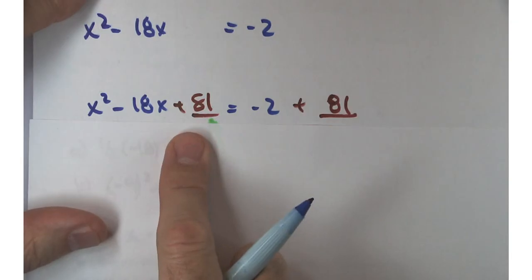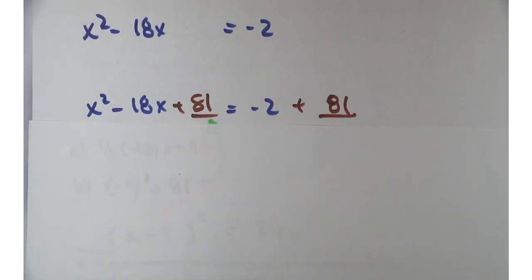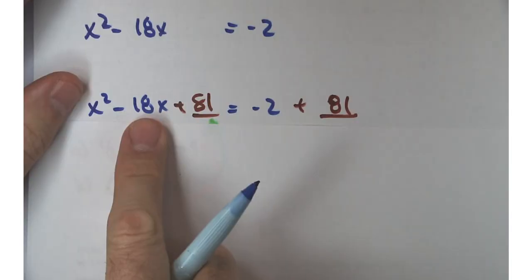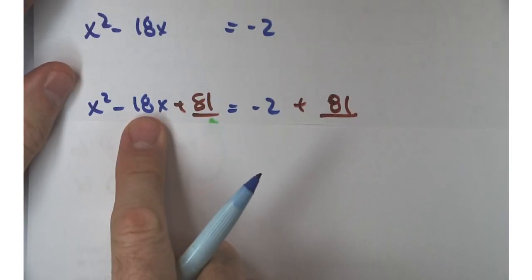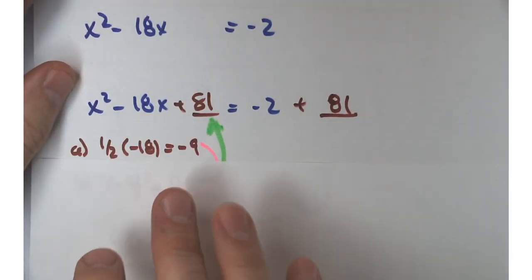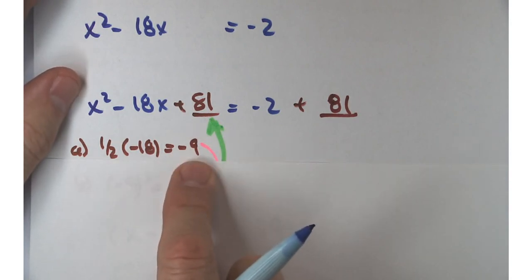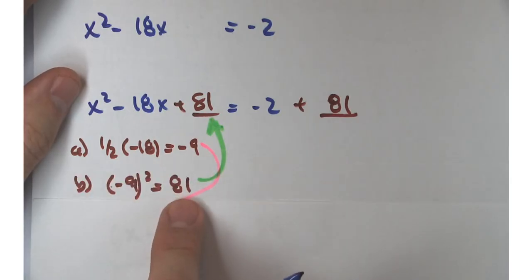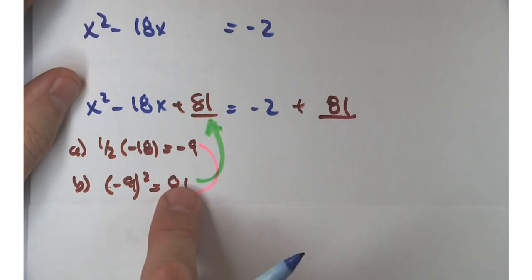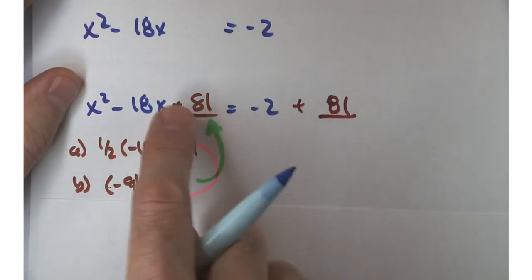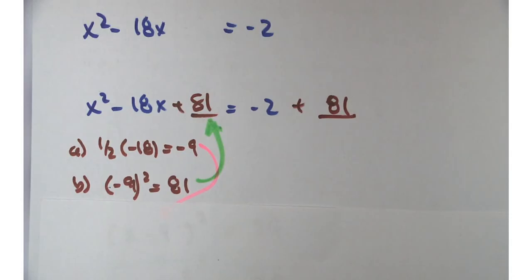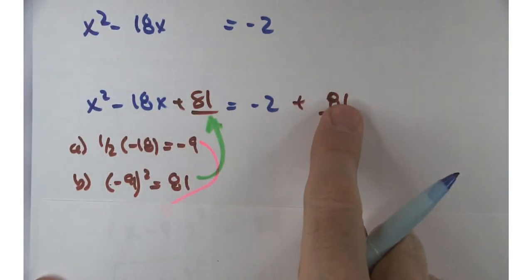Now, you remember our process the other day when we completed the square? You would take half of the middle number. So half of negative 18 is negative 9. What would I do with that negative 9? Square it. You'd square it, and that gives you 81. Now, that 81 goes right here. You're adding it to the left-hand side. And if you add it to the left-hand side, what else do you have to do to keep things in balance? Add it to the right-hand side. So you can see I've added it to both sides.